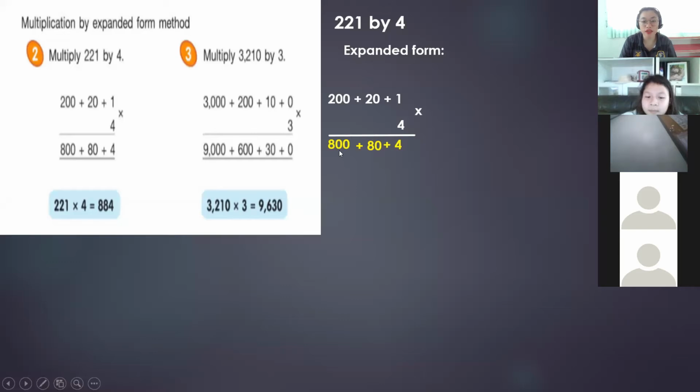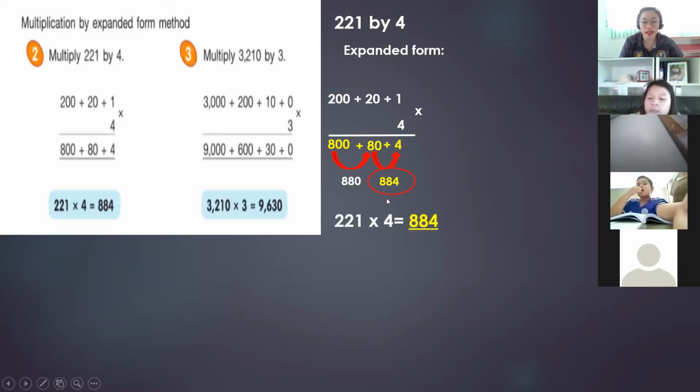Next step is we're going to add the products together to get the answer. 800 plus 80 is equal to 880, and 880 plus 4 is equal to 884. So 221 multiplied by 4, the product is 884.